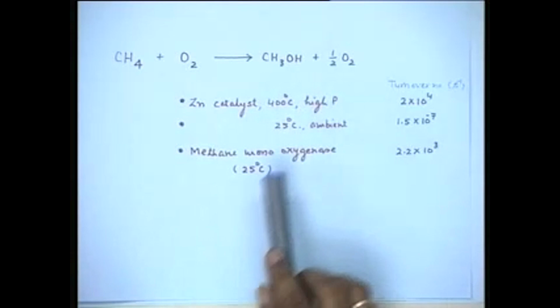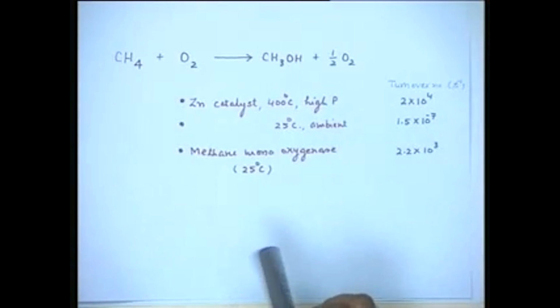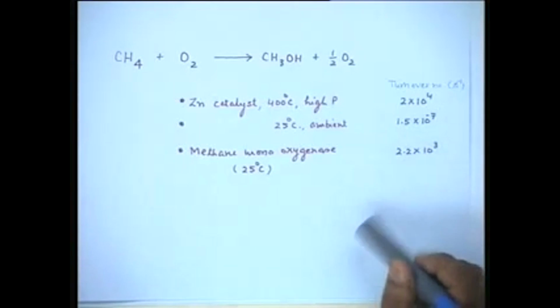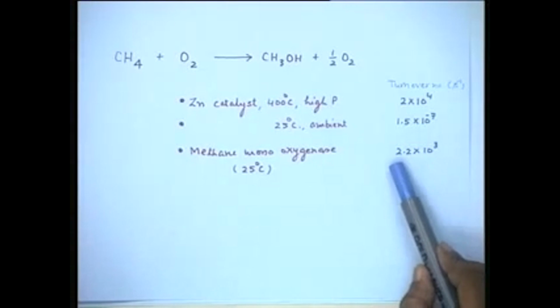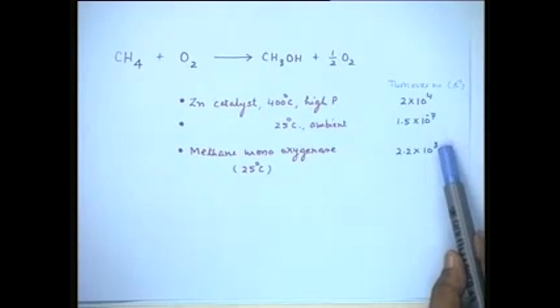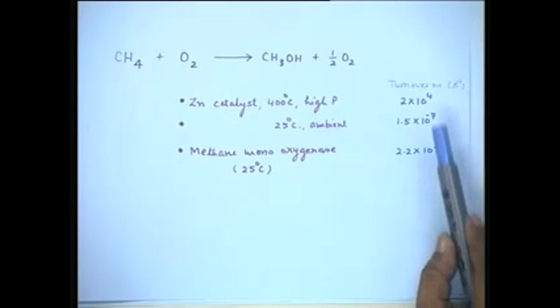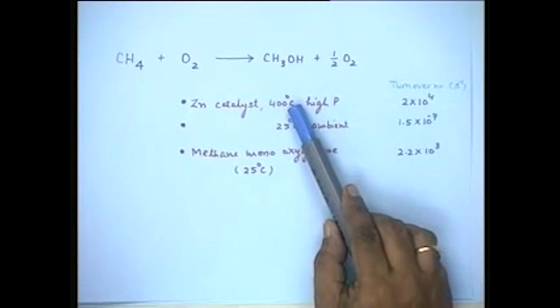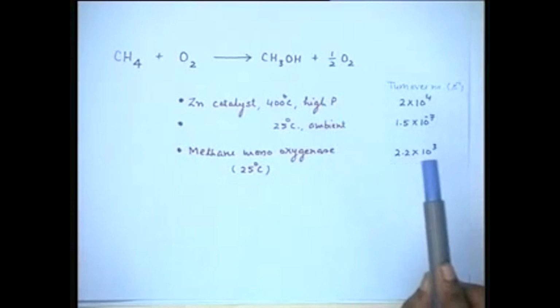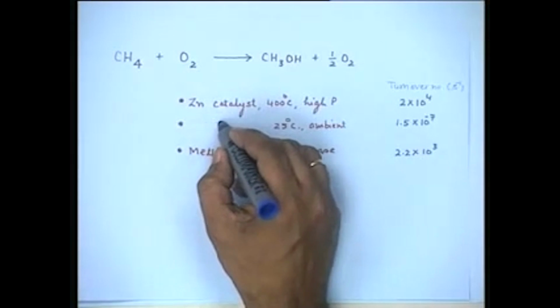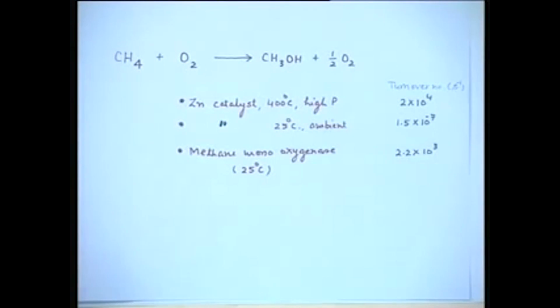The same reaction, if you carry out at ambient conditions, 25 degrees centigrade and ambient atmospheric pressure, the turnover number is as low as 1.5 into 10 to the power minus 7, almost negligible. Now, in the presence of the enzyme methane monooxygenase at 25 degrees centigrade and obviously at ambient pressure, the turnover number is 2.2 into 10 to the power 3, a much higher value, although it is lower than the one obtained at 400 degrees and a few hundred atmospheres, but compared to ambient conditions and the same catalyst, here also zinc as a catalyst, the value is much higher.